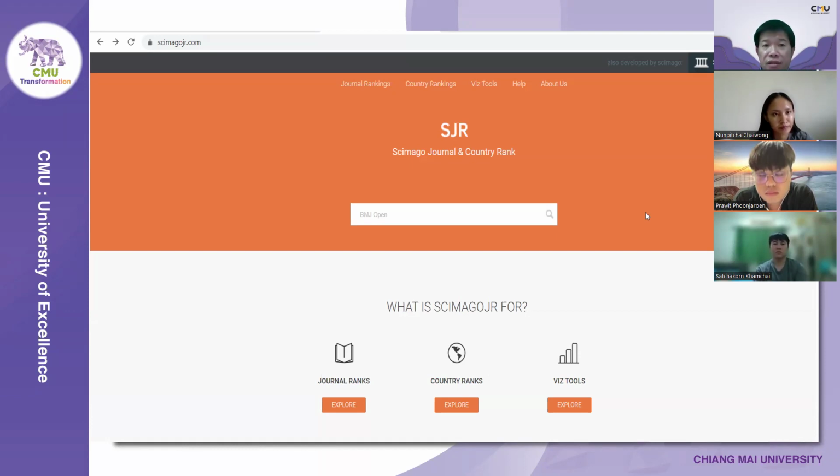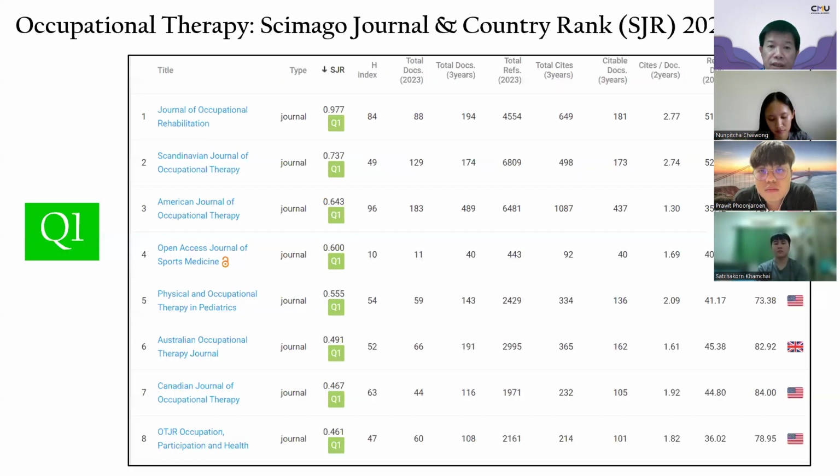Okay. Now they use two big databases. The first is Scopus and the second is Web of Science, or ISI. This is for occupational therapy. The green shade we love is quartile 1. But you need to find out again. We believe that this is very high quality research in OT.